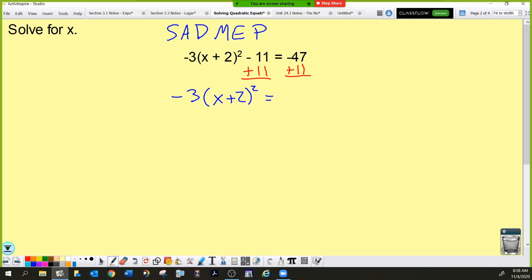All right, -47 plus 11 is -36. Now we move on to DM, division and multiplication. This is a multiplication. We will cancel it with the division. So you divide both sides by -3.